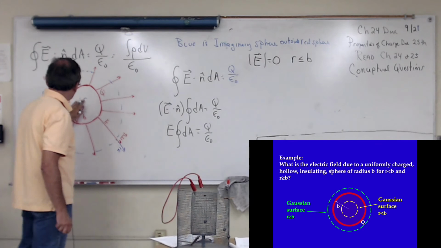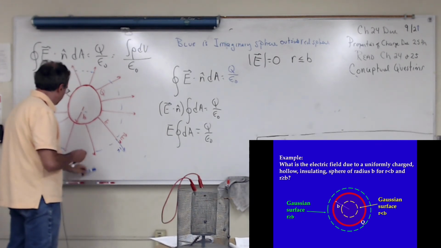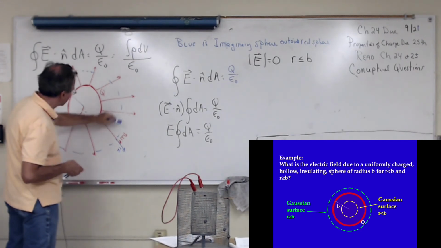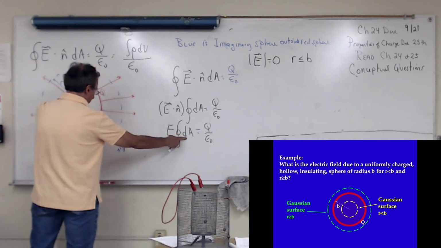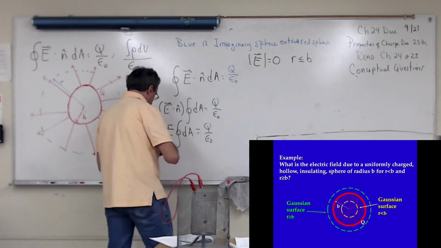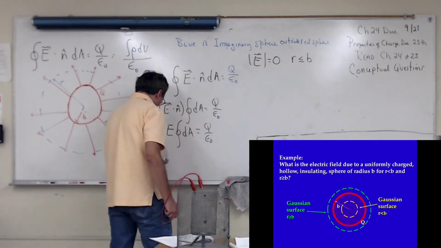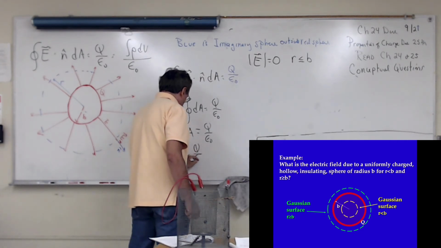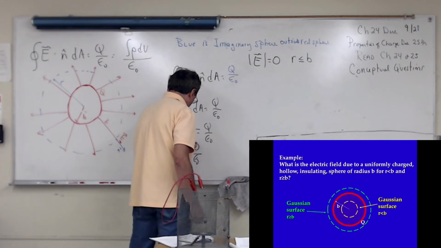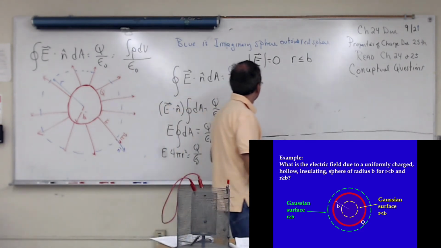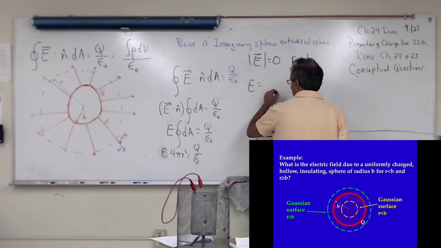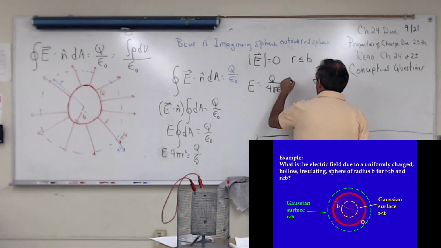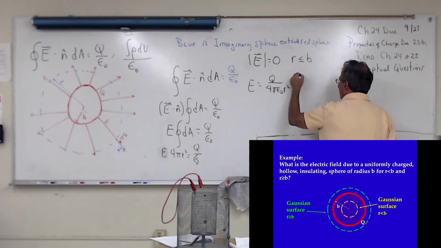And this distance now, we're talking about a radius of R. So what's the surface area of this sphere? Because that's my dA. Well, I'm going to get E times 4 pi R squared. Now I solve for E. But 1 over 4 pi epsilon naught is K.